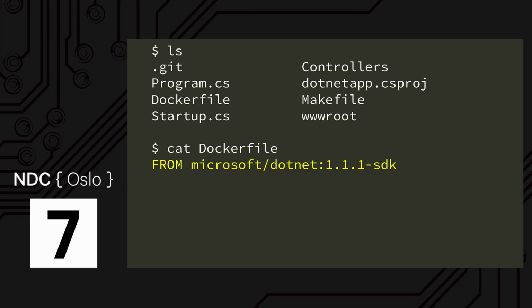And now we need to turn it into a Docker image. A Docker image will then allow us to run it as a container and then allow us to deploy it onto Kubernetes.